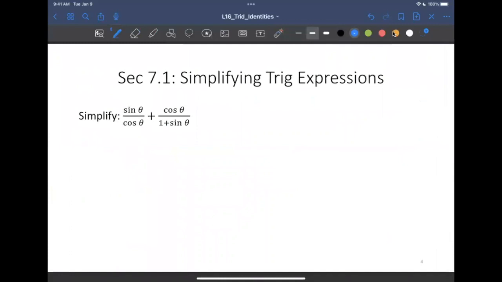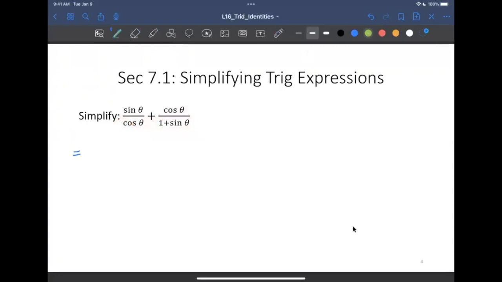Okay, so now we have sine theta over cosine theta plus cosine theta over 1 plus sine theta. We definitely want to combine these two terms together. To do that, we are going to have them have like denominators. Right now, this one has a denominator of cosine, and this one has a denominator of 1 plus sine theta. So we're going to have to multiply both of them by a special 1.